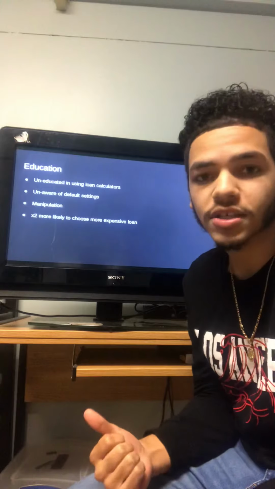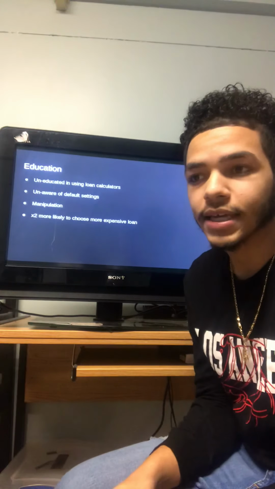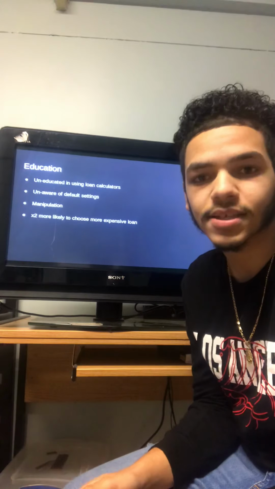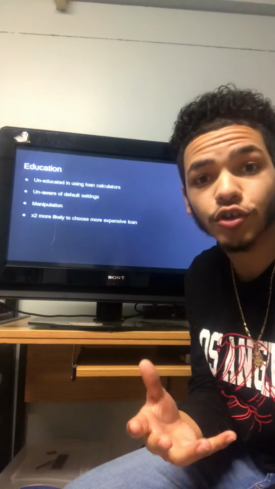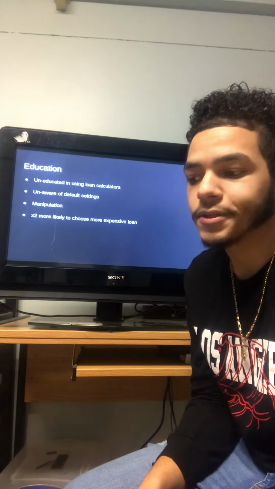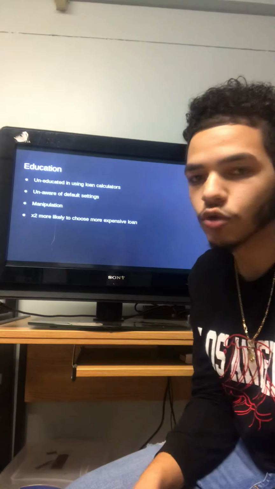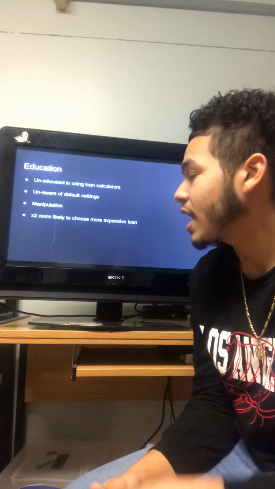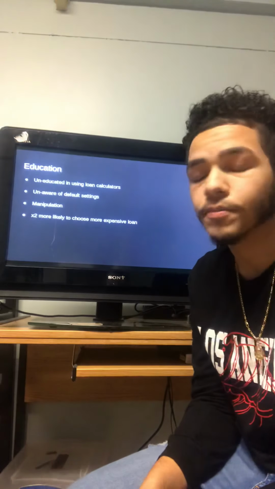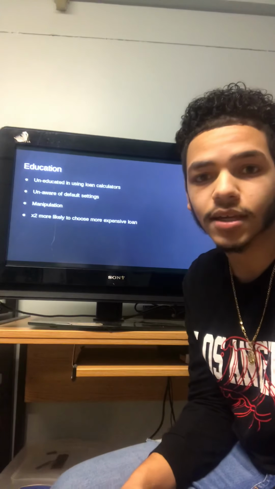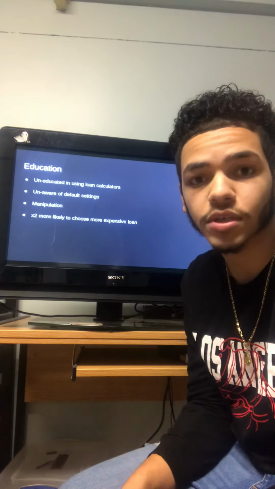Some of the calculators can be kind of manipulative in giving you the wrong settings or just a basic setting and not really fit to your situation. So you really have to be careful on which calculator you choose, and I'm going to get into that a little bit later. And for the last point, more people are more likely to choose an expensive loan if they're uneducated in the type of calculator that they're using.